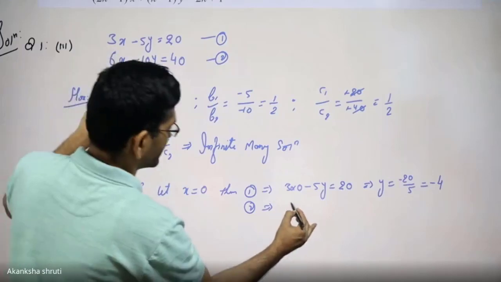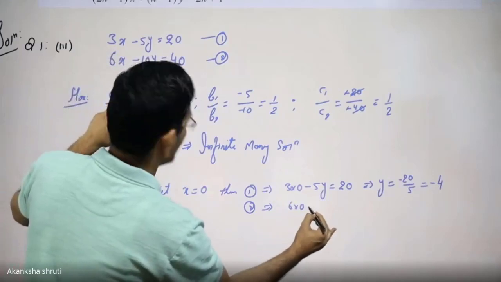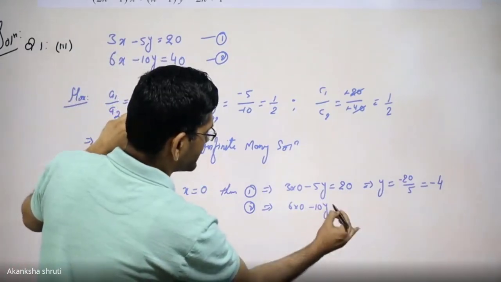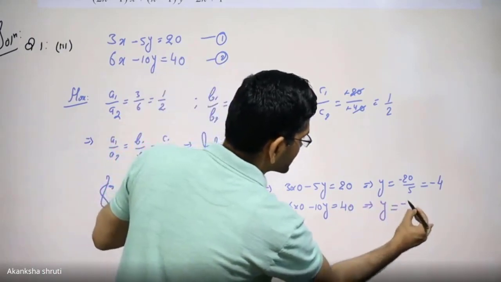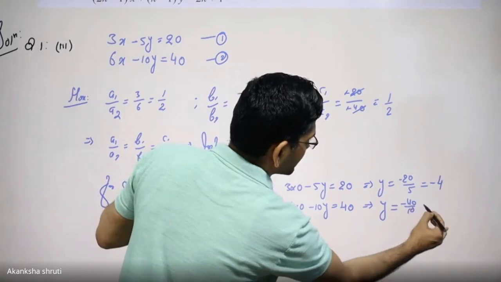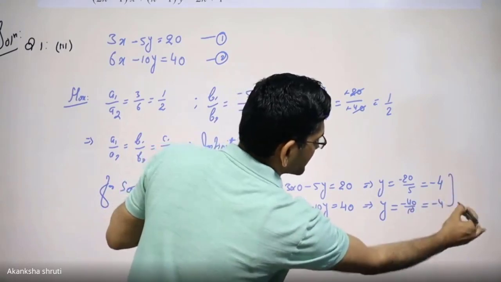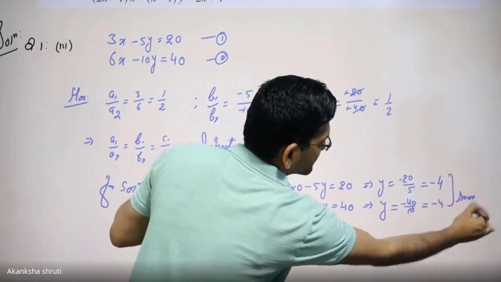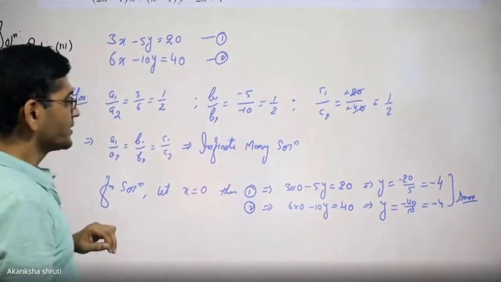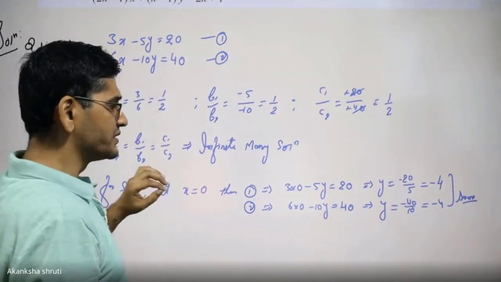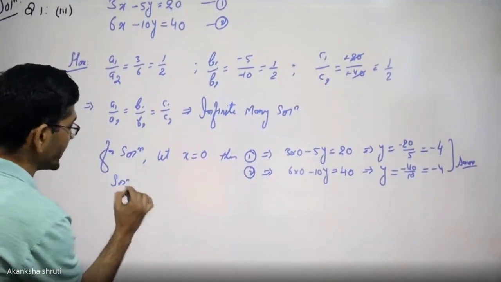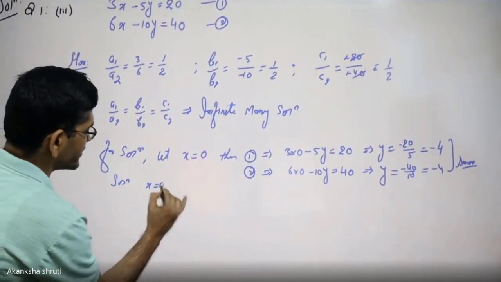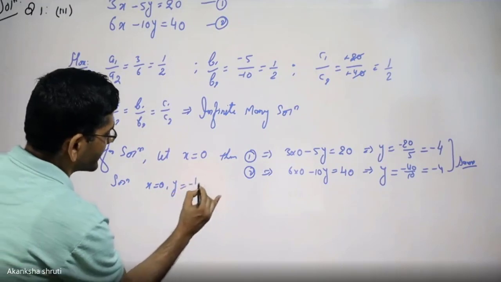Let us try. 6 into 0 minus 10y is equal to 40. Again, y is minus 40 by 10, same as minus 4. So what are we getting? The answer remains the same, because these two equations are not different. So just one solution, one pair, is x equals 0, y is minus 4.